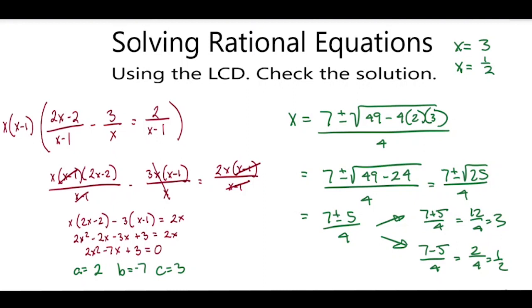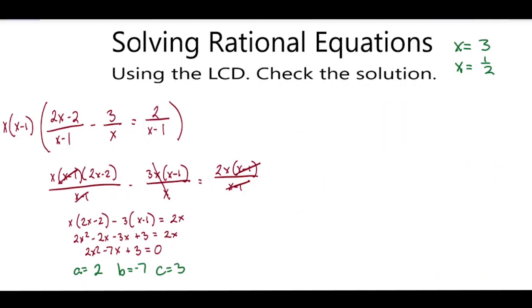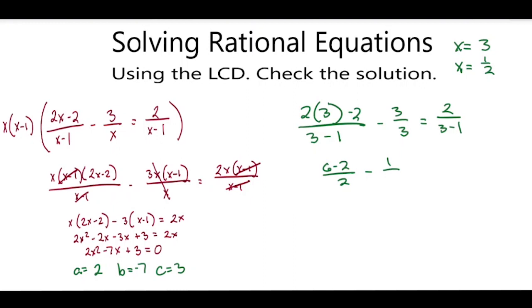All right, now that we know that, I need to check it. Make a little room here, and I'm going to check for x is equal to 3. 2 times 3 minus 2 over 3 minus 1, minus 3 over 3, is equal to 2 over 3 minus 1. So we have 6 minus 2 over 2 minus 1 over 1, because 3 over 3 is 1 over 1, equals 2 over 2.